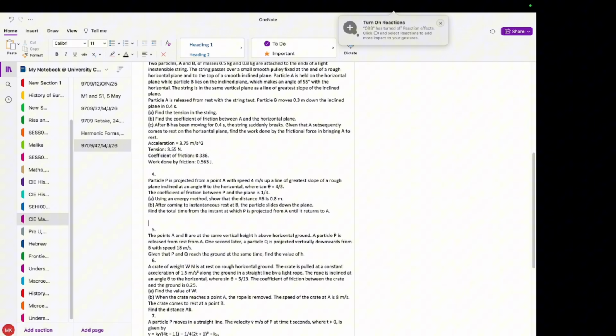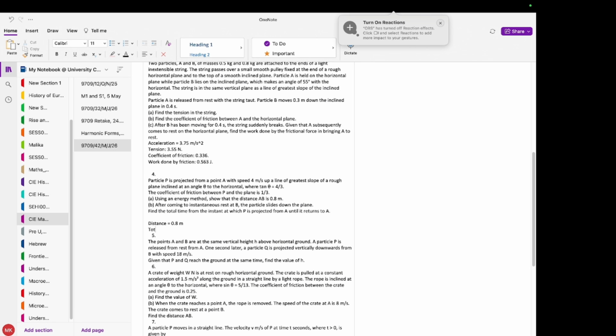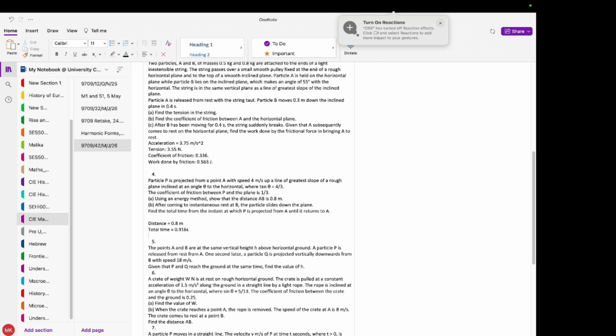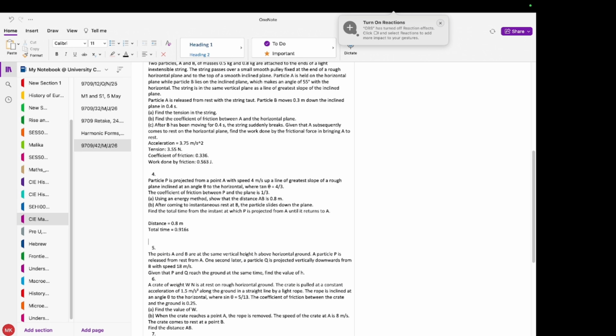Now, with regard to question 4, it's a question about energy methods. This is probably where many students unfortunately began dropping marks. The distance should have been 0.8 meters. The total time 0.916 seconds. And the biggest challenge was remembering that friction changes direction once the particle starts sliding back down the plane. And as a result, the difficulty of question 4, I would say, is medium to hard range.